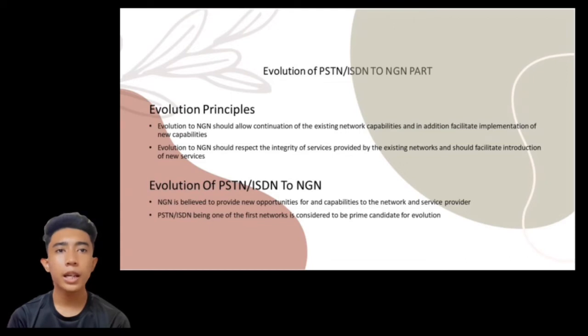Evolution of PSTN, ISDN to NGN. NGN is believed to provide new opportunity for capability to the network and service provider. PSTN, ISDN being one of the first networks is considered to be a prime candidate for evolution.